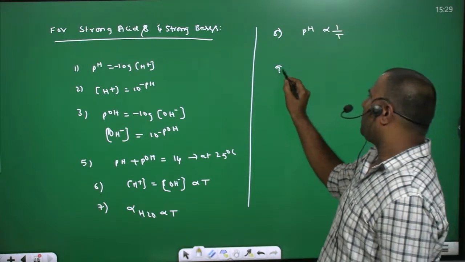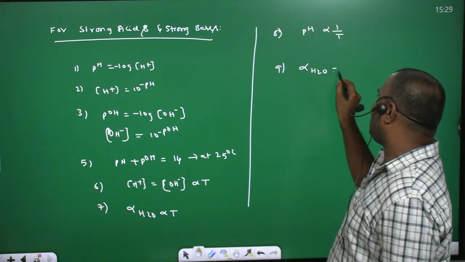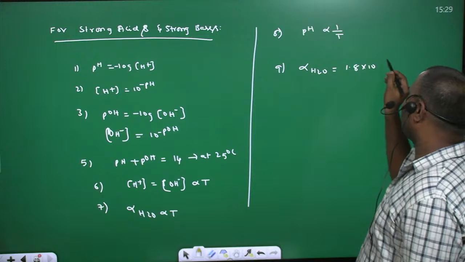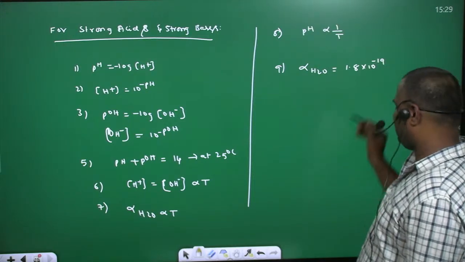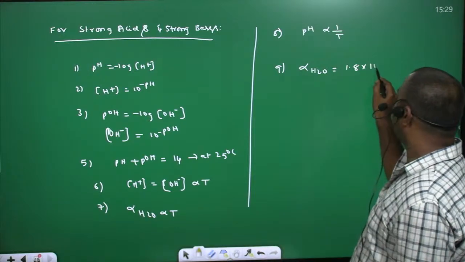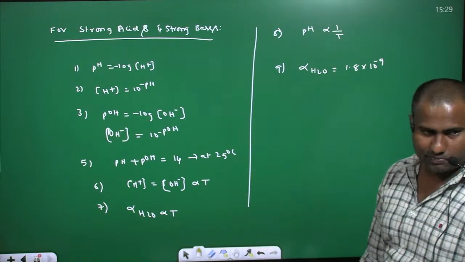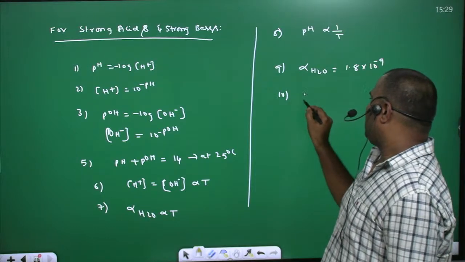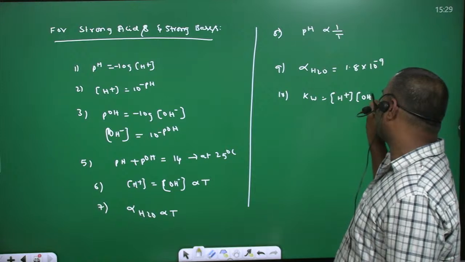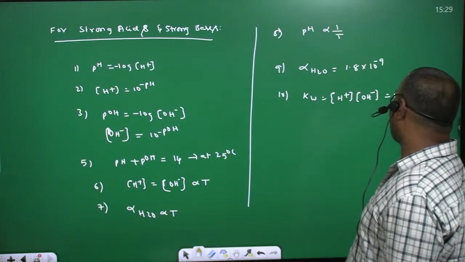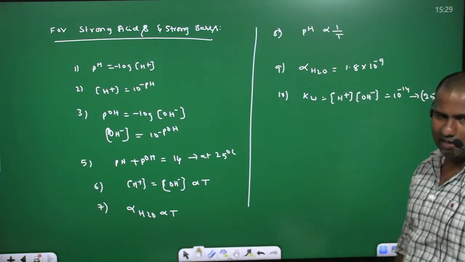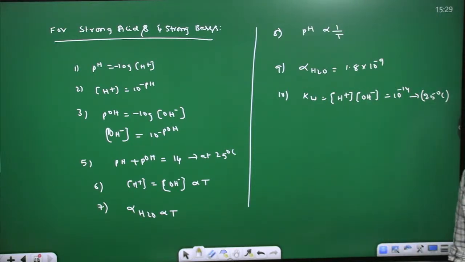Then the next one. The degree of dissociation of water equals 1.8 into 10 power minus 9. Next, this is called the ionic product of water, concentration of H plus into concentration of OH minus. This is 10 power minus 14 at 25 degrees centigrade temperature and 1 atmospheric pressure. This is for strong electrolytes.